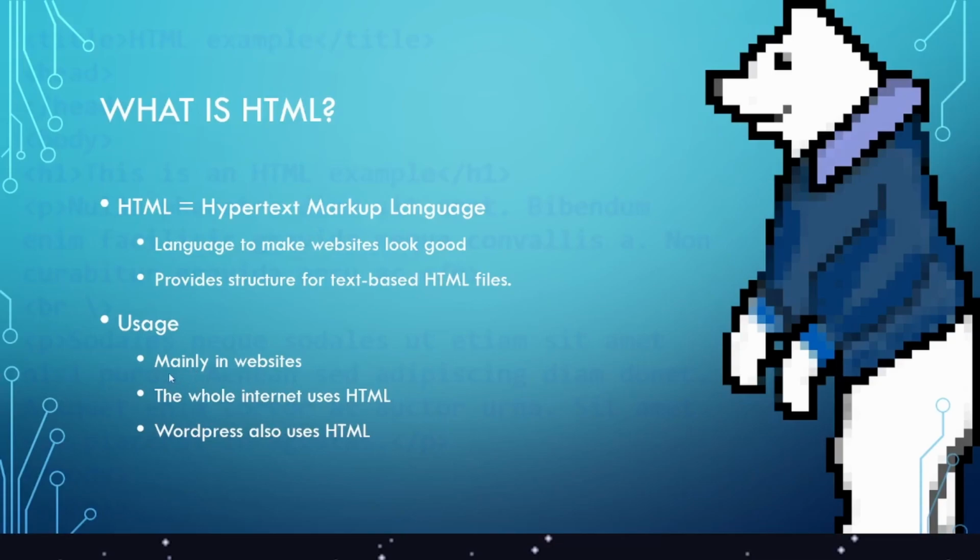As you can see, the HTML language is used mainly in websites, and the whole internet uses HTML. Technically, everything in the whole internet uses HTML. Also WordPress and any other website that can create websites is using HTML, and we can use HTML for ourselves to make our websites much more amazing.